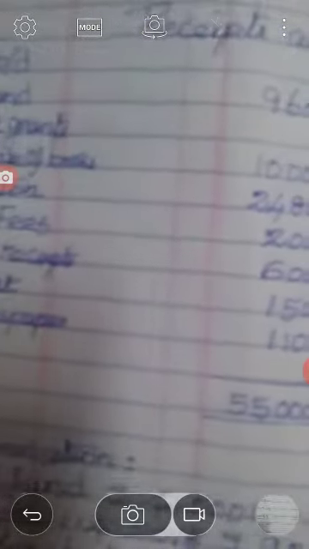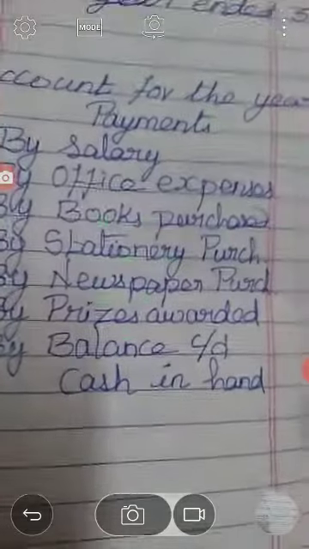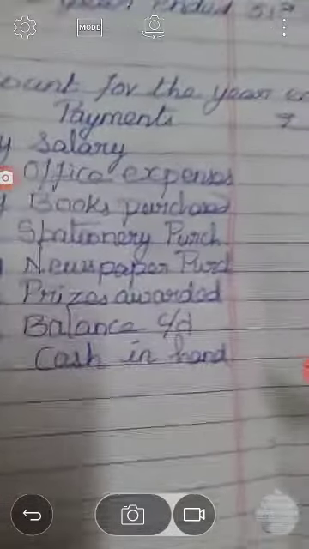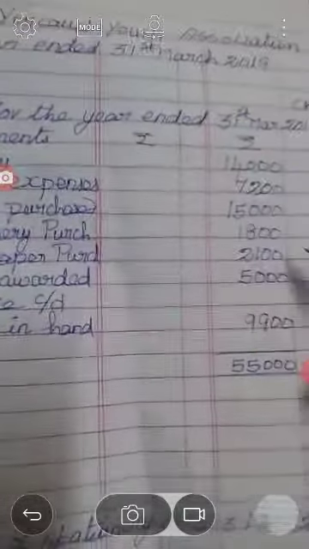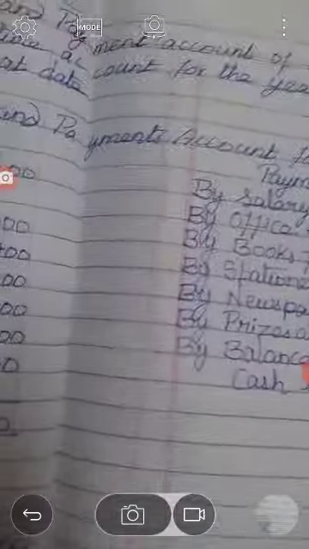The next one is price fund receipt, 6,000. Here the price fund receipt is given in the sum itself, and the related expenditure, the price awarded, is also given on the payment side. The price awarded is 5,000. It is related to the price fund, so you have to show it on the income side.